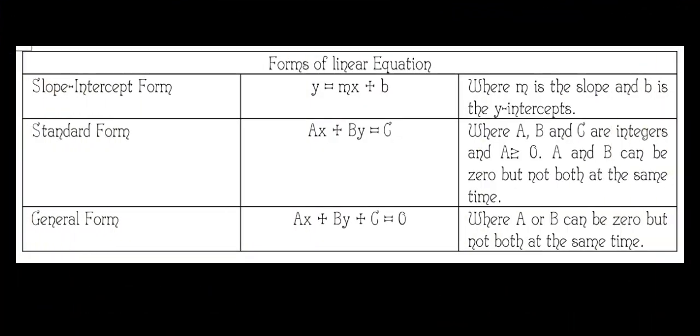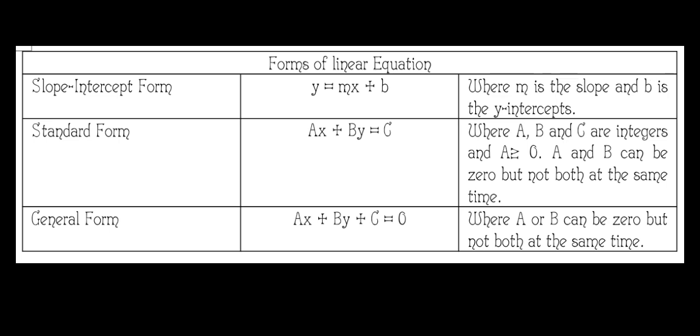So we have here the forms of a linear equation. In slope-intercept form, y = mx + b, where m is the slope and b is the y-intercept. In standard form, we have ax + by = c, where a, b, and c are integers and a is greater than or equal to 0. a and b can be 0 but not both at the same time.